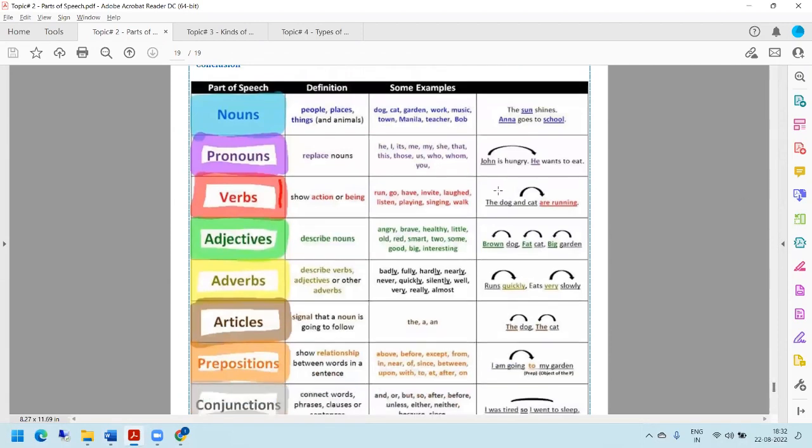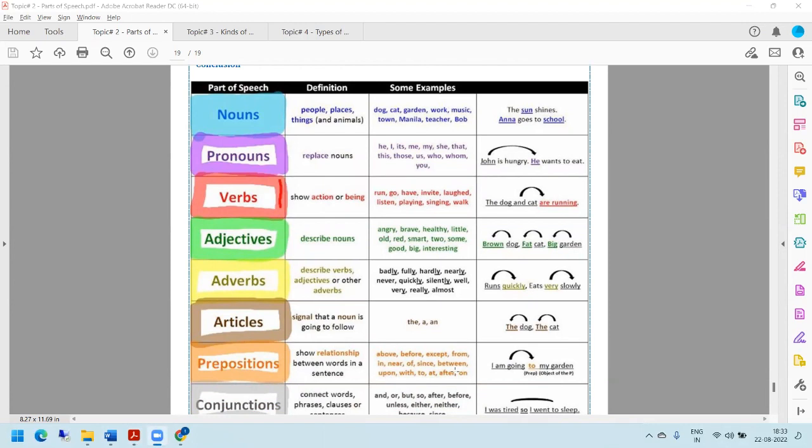Here, all the parts of speech we discuss: noun, meaning people, places, things, or animals. They have some names, and those are called nouns. Example: The sun shines. Anna goes to school, for example. All right. Then pronouns. Pronouns are the words which are used instead of a noun.